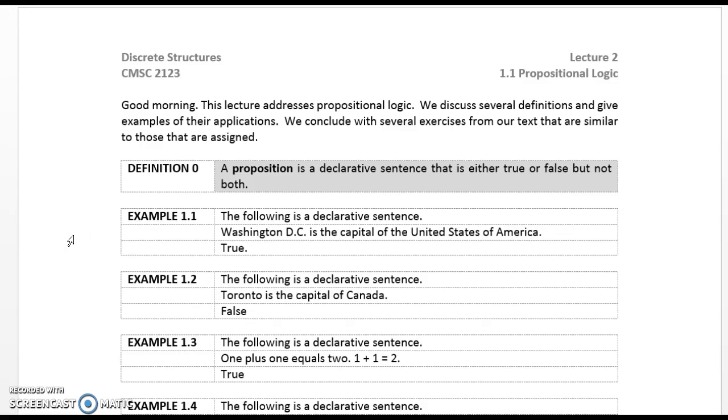Good morning. This lecture addresses propositional logic. We will discuss several definitions and give examples of their applications. We conclude with several exercises from our text that are similar to those that are assigned. Definition 0. A proposition is a declarative sentence that is either true or false, but not both.